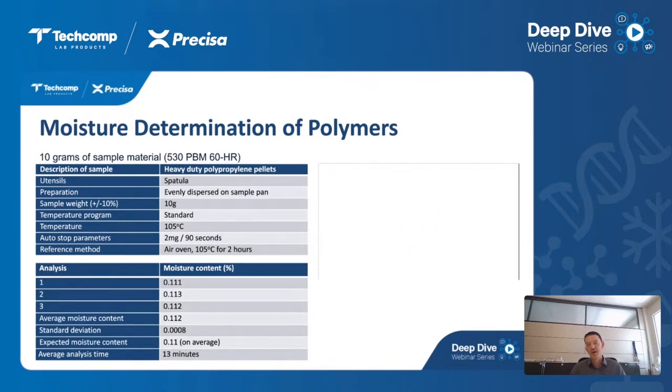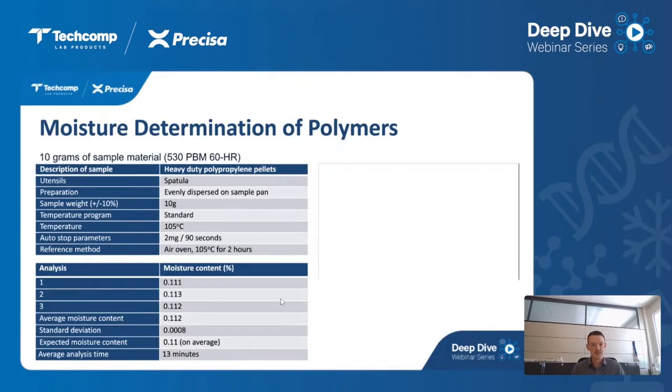There is also always a reference method available for different materials. The reference method for this type of material is the air oven at 105 degrees, but this takes 2 hours in the oven. The process takes much less time with a moisture analyzer, and we have conducted 3 different analyses.